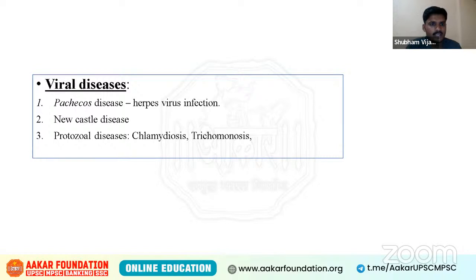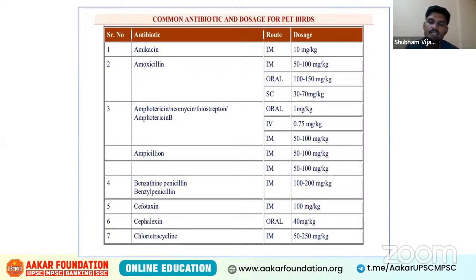which is called Pacheco's disease. These focus on such points, like herpes virus diseases, a special name is there, that is Pacheco's disease, so you remember this name. Then the other diseases like Newcastle disease, and in protozoal diseases, chlamydiosis and trichomonas disease can also occur.